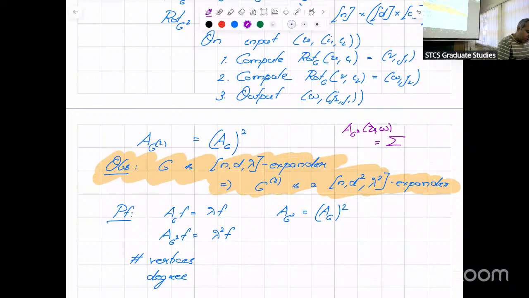This is exactly the sum over all V of A_G(U,V) times A_G(V,W). This is not A_G squared, this is just A_G whole squared. That's exactly what it is. You're counting, starting from U and W, all paths of length 2, and that's why I'm putting the number of paths. This will be true for any power of A_G. Matrix multiplication behaves very nicely with powering.